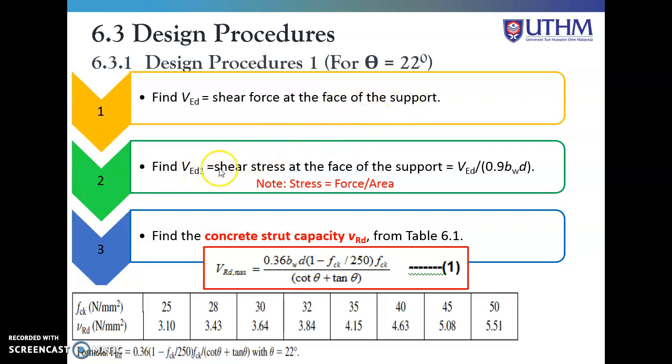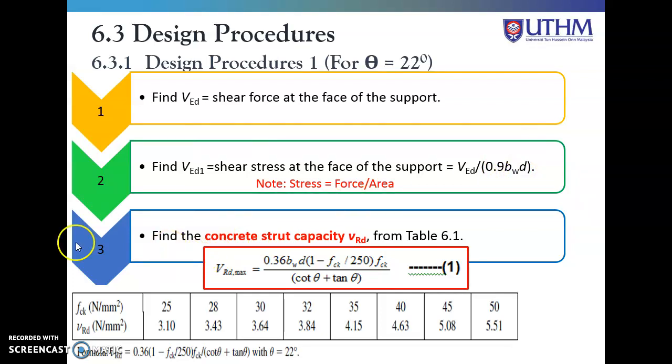Then the second step is we need to find the VED1, the shear stress at the face of the support. We know that stress is equal to force divided by area. So this is the force, which we already calculated in the first step. So in order to find the shear stress, it is force divided by 0.9 BW times D.